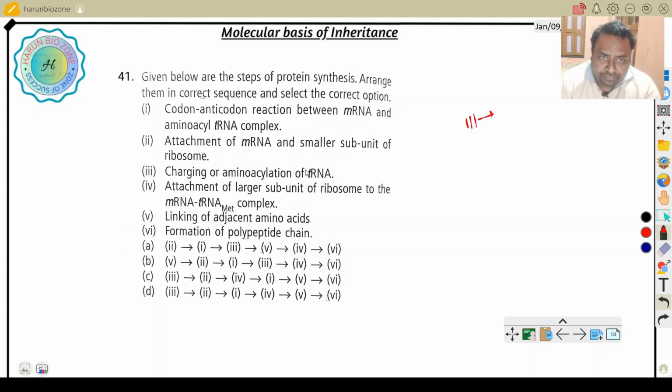3. Then attachment of large subunit, attachment of mRNA and smaller subunit of ribosome, 2. Then codon-anticodon reaction occurs here. Then attachment of large subunit. 4. The linking of adjacent amino acids, okay. The correct option is D.